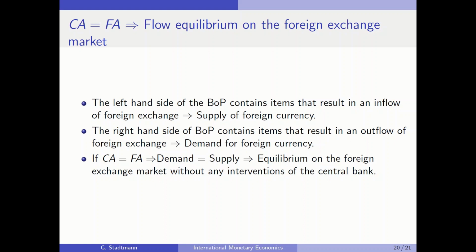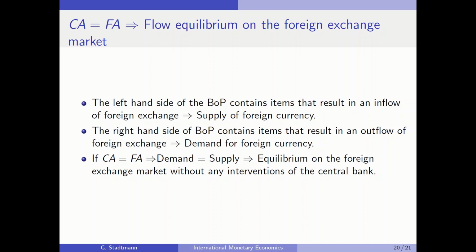Transactions which lead to an inflow of foreign exchange are booked on the left-hand side of the balance of payment. They are booked on the left-hand side of this T account, and this will lead to a supply of foreign currency. On the right-hand side of this T account balance of payment, we would book items which result in an outflow of foreign exchange, which result in an increase in the demand of foreign currency.